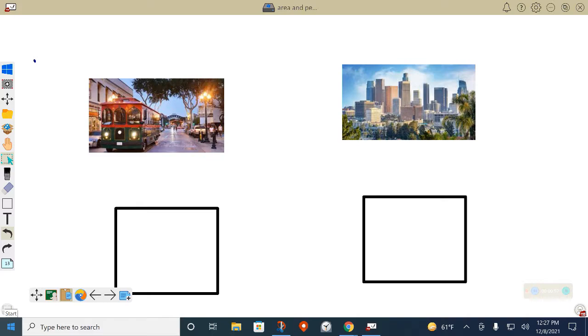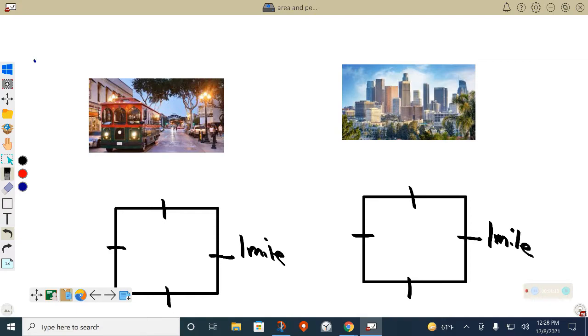So on the left here is Pomona, and underneath it, you don't have to do anything right now. This is 1 square mile. I'm just drawing a square mile. Remember, it's a big square where every side is 1 mile. And I'm going to do another square mile over here. Just pretend that these squares are 1 mile long. So what you're looking at is a square mile. I'm going to compare a square mile of Pomona versus a square mile of LA.